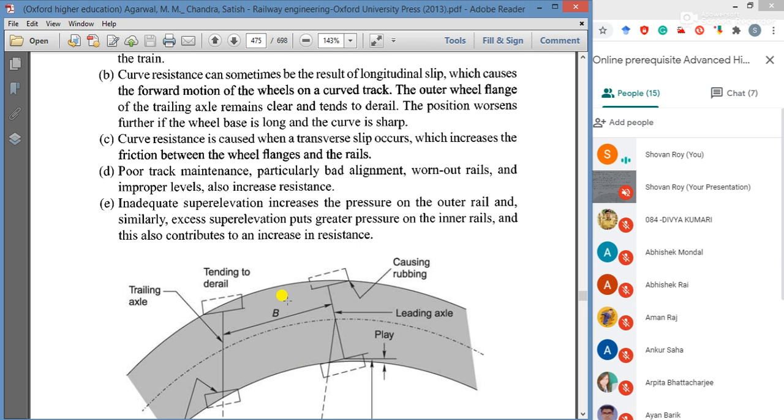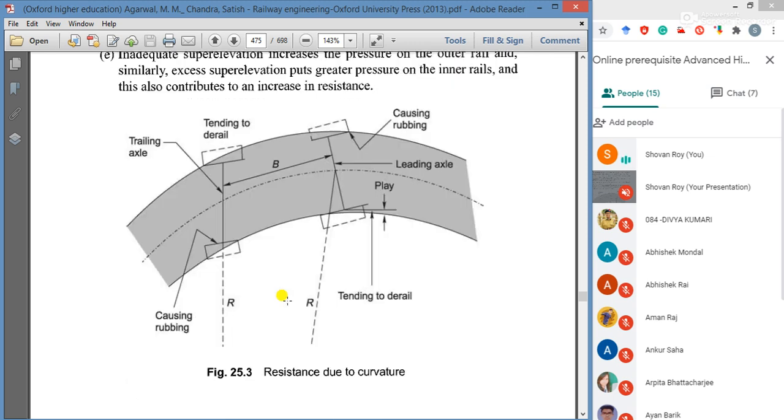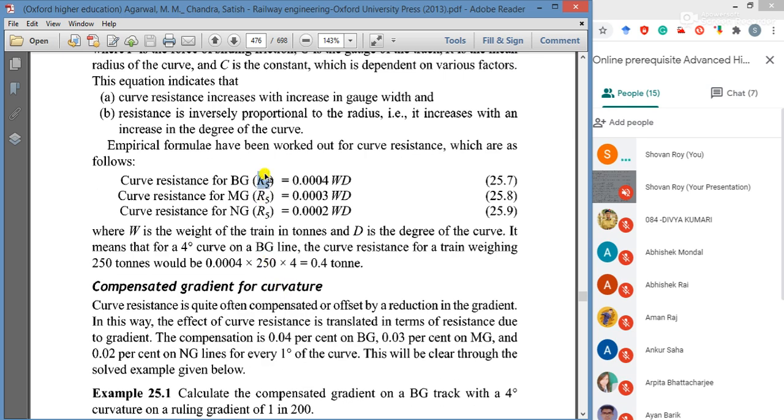But finally, what is required for us is the empirical formula, that is R5. Already we have an idea of R1, R2, R3, R4, and now R5. R5 is 0.0004 WD, where W is the weight of the train in tons and D is the degree of curve. But the problem is R5 is different for different gauges. For broad gauge, this value is 0.004. For meter gauge, this value is 0.0003. For narrow gauge, this value is 0.0002. So for different gauges, these values are different.